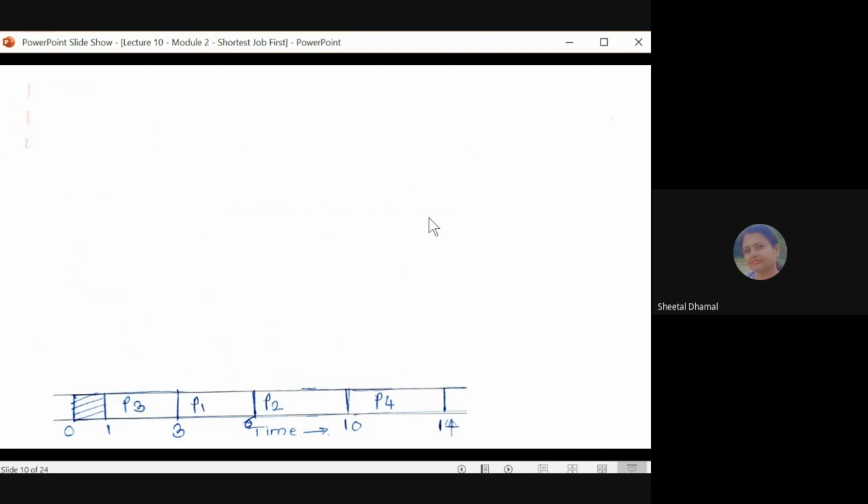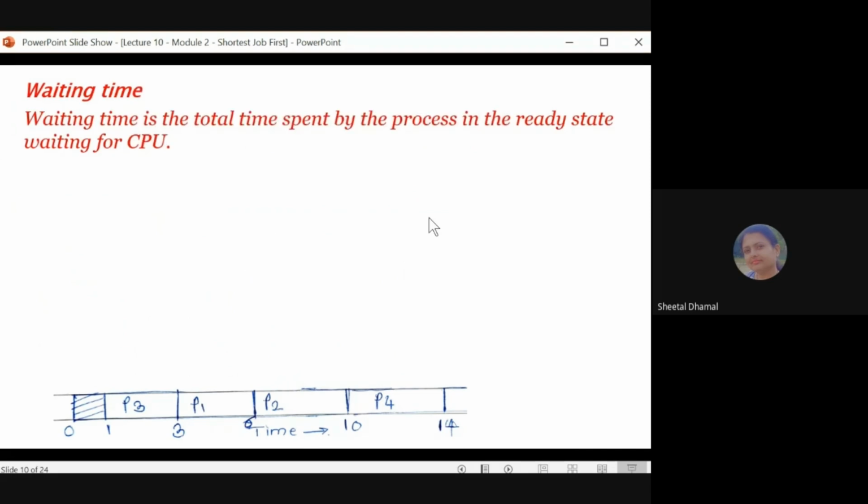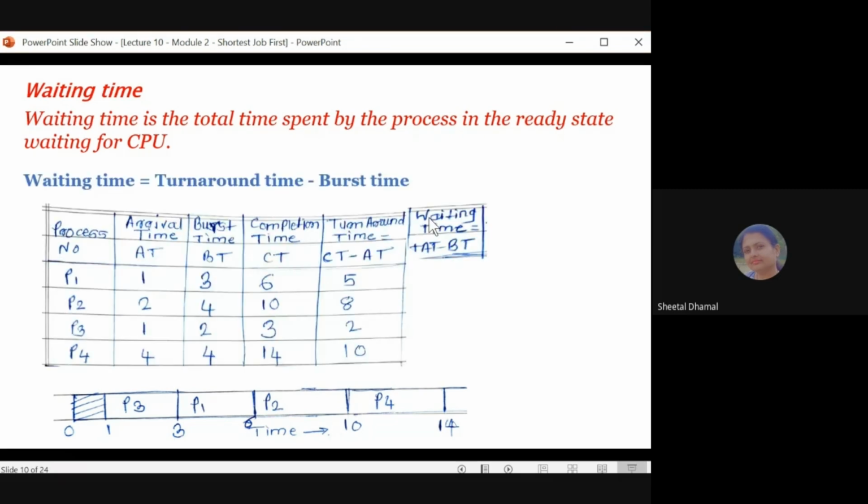Then next is waiting time. Waiting time means the total time spent by the process in the ready state, waiting for the CPU. Okay. So how to find out the waiting time? Turnaround time minus burst time. It is 3 minus 1, 2. Now from the Gantt chart itself we calculate the waiting time of process P2. So it means CPU is assigned to that process at 6 time units, but it has entered in the ready queue at 2 time units. So 6 minus 2, which is equal to 4, like this.